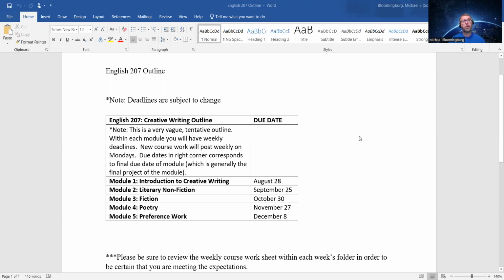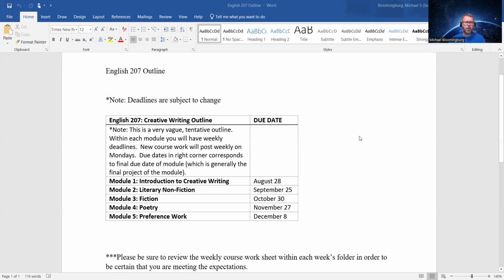Now, new coursework will always be available each Monday, unless we happen to have a holiday that Monday. If there's a holiday on a Monday, then please note that the coursework will be available on Tuesday in order to accommodate that particular holiday. Labor Day coming up in September is a great example of that. I believe that's September 6th. So I won't make coursework available that day. I'll make it available on the 7th if my dates are correct.